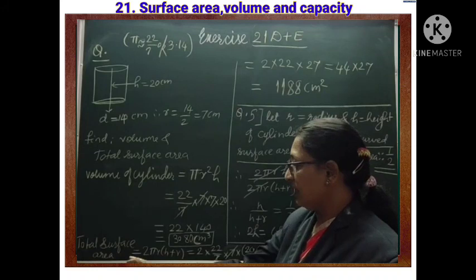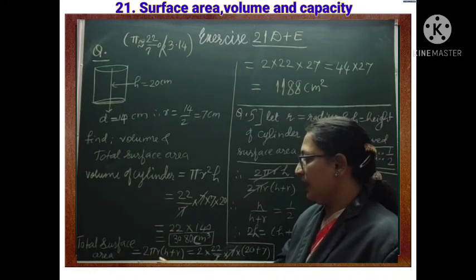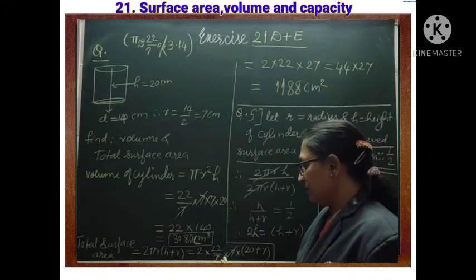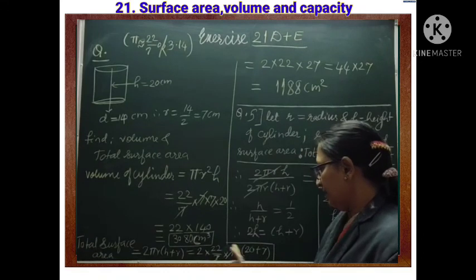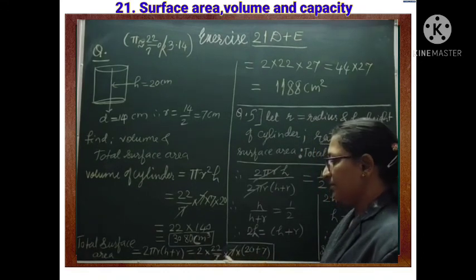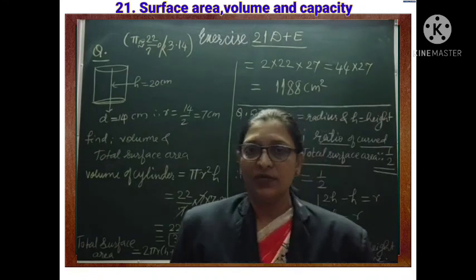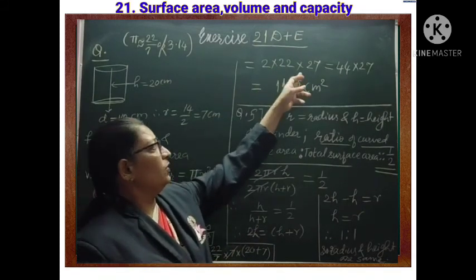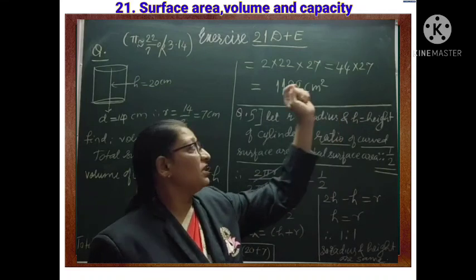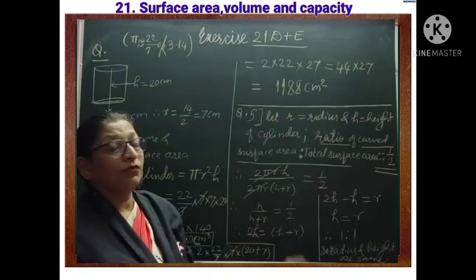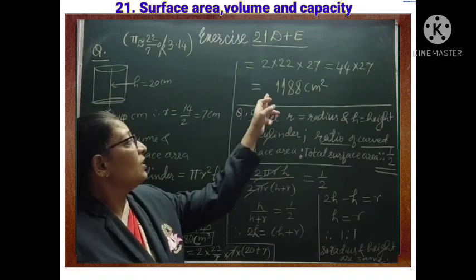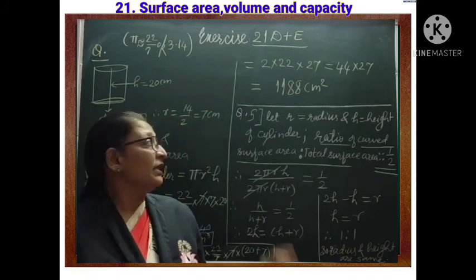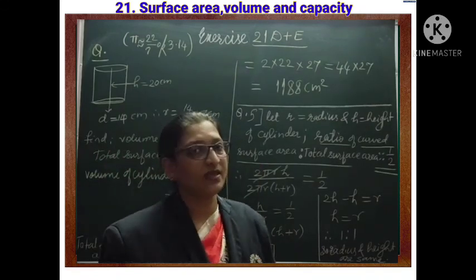Now the total surface area we can calculate by the formula 2 pi r into (h plus r). 2 into pi is 22 upon 7, radius is 7 and height is 20 plus radius is 7. On substituting the values, now we will calculate. So 7 here gets cancelled, remains 2 into 22 into 27, that is 44 into 27. So the value of total surface area of the cylinder is 1188 centimeters square.